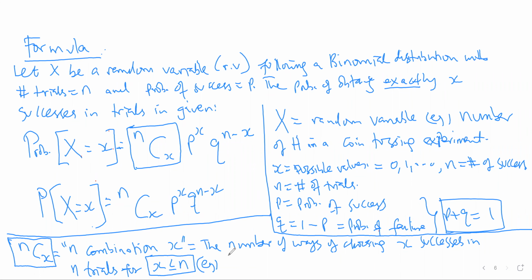For example, let me use a smaller number. In 3 trials, you choose 2 successes. So if you check your calculators, you'll see this function on your calculators. So that is a function that will help us to compute that part.